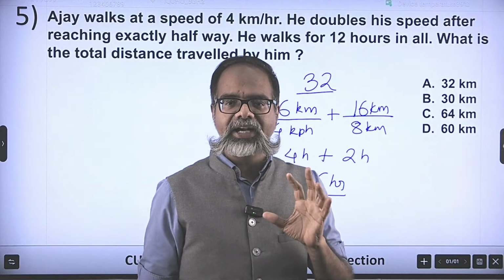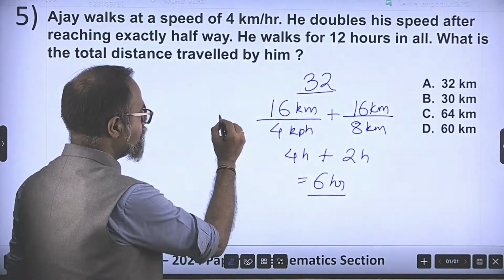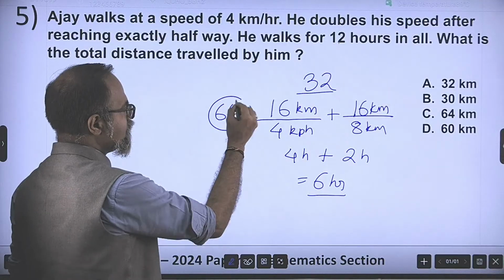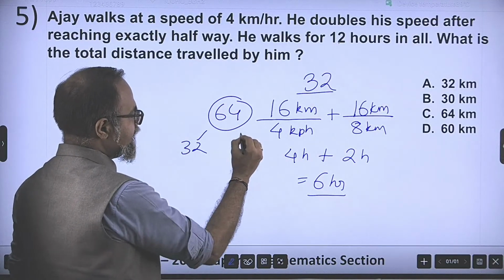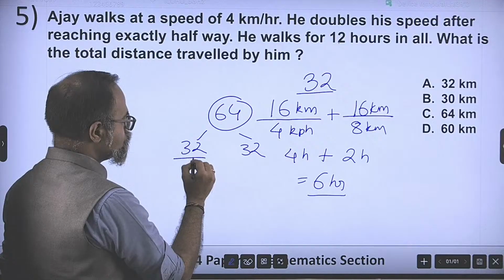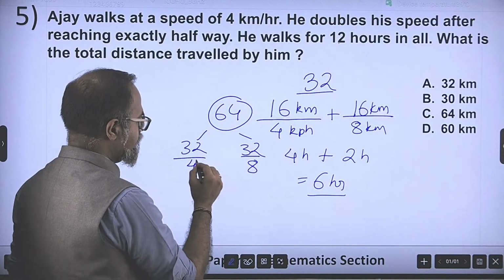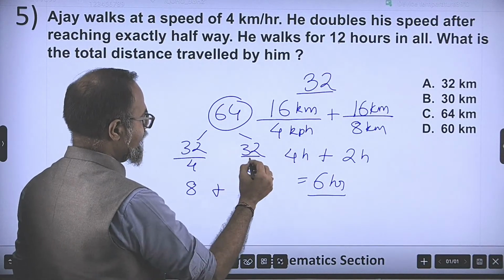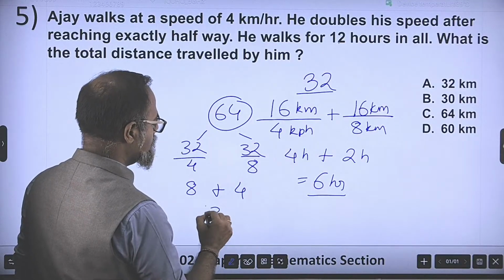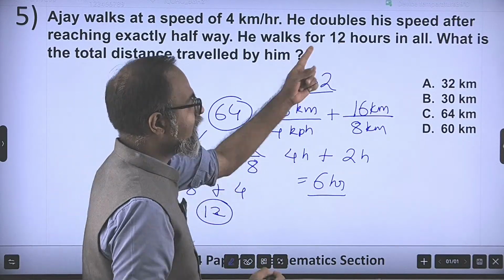I can confidently mark, but let's just confirm. So if 64 was the total distance, each half would be 32. So 32 by 4 and 32 by 8. 4 8s are 32, 8 4s are 32. The total is 12, definitely 12.